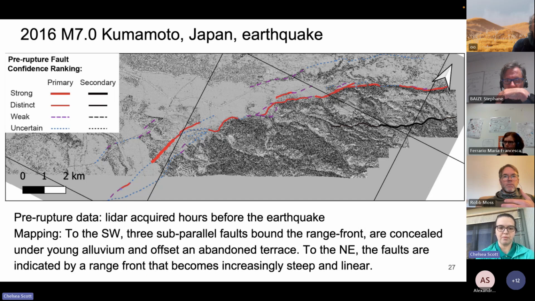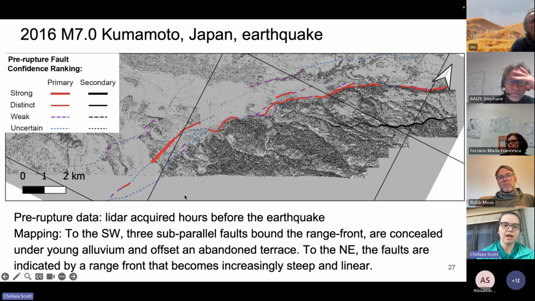So here's the fault map, and you can see here it's beginning to the west where the earthquake initiated. The mapper put these three approximately subparallel faults that collectively bound the range front, are concealed under young alluvium, and offset an abandoned terrace. And then to the northeast, the faults are indicated by this range front that becomes increasingly steep and linear as we go towards the northeast.